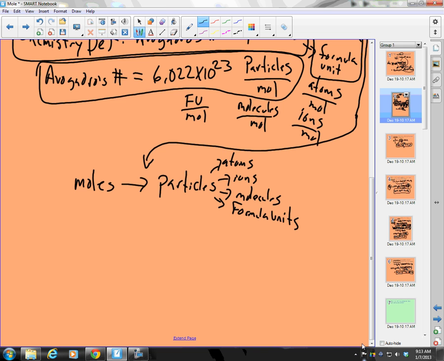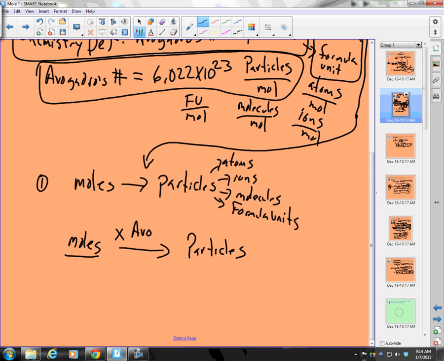But if you don't like dimensional analysis, here's the way that you can go from moles to particles. What did we do? We multiplied by Avogadro's number. So if you take moles, multiply by Avogadro's number, then you're going to get particles. All right, cool. That's our first calculation, moles to particles.